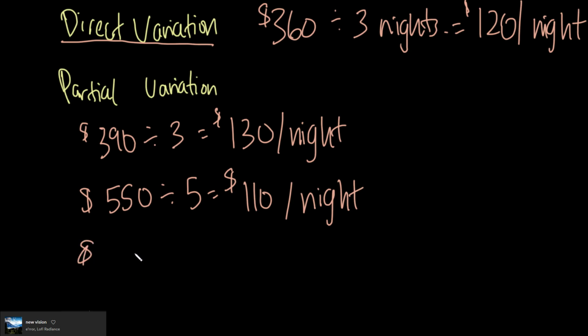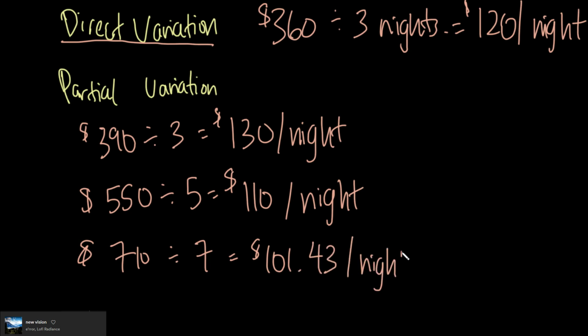And for 7 nights, 710 divided by 7, taking out my calculator here, this gave us $101.43 per night. So as you can see, we have 3 different initial values depending on how many nights we book. And typically that's actually very true for hotels. The more nights you spend, obviously the daily rate goes down, right? So this is actually an example of partial variation.